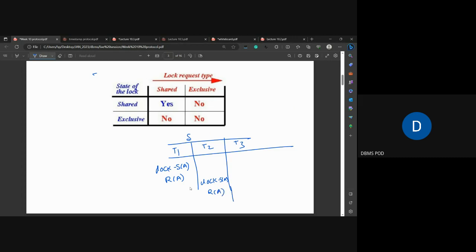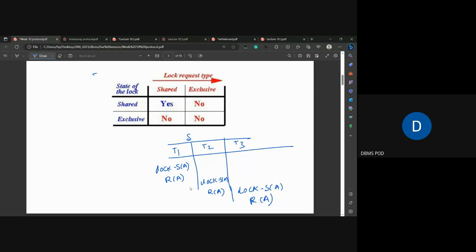T3 can also lock a data item. So we can say that a shared lock is shared. Suppose T1 already applies a lock on a data item, T2 can also apply a lock on that data item, and another transaction can also apply a lock. This is called shared; a shared lock can be shareable.